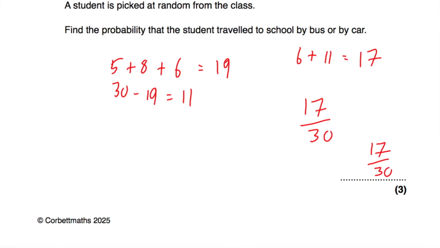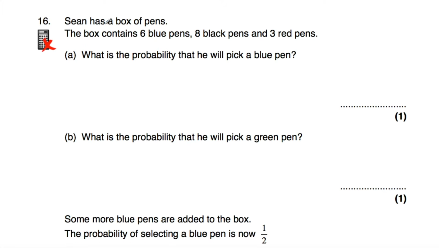Okay, let's have a look at the next question, question number 16. It says, Sean's got a box of pens and the box contains 6 blue pens, 8 black pens and 3 red pens. He's going to pick a pen at random, and the question says, what's the probability that he picks a blue pen? Well, let's work out how many pens he's got altogether. 6 plus 8 plus 3. We're going to add together the number of blue, black and red pens and see how many are in the box altogether. So 6 plus 8 is equal to 14, plus 3, 17.